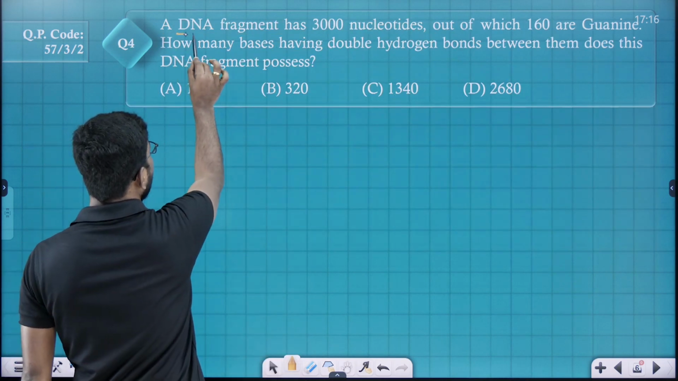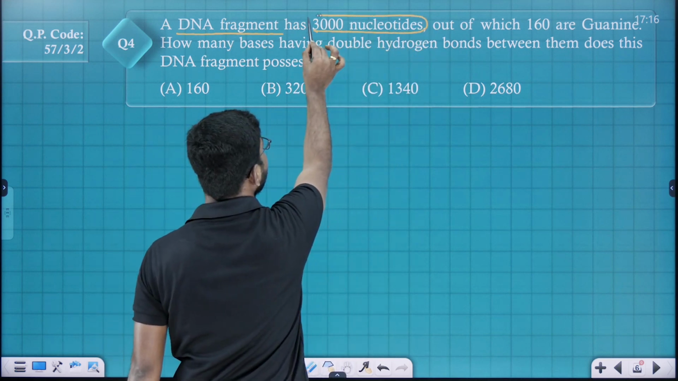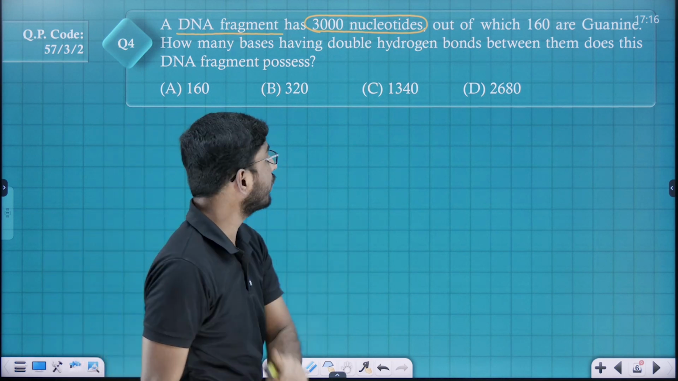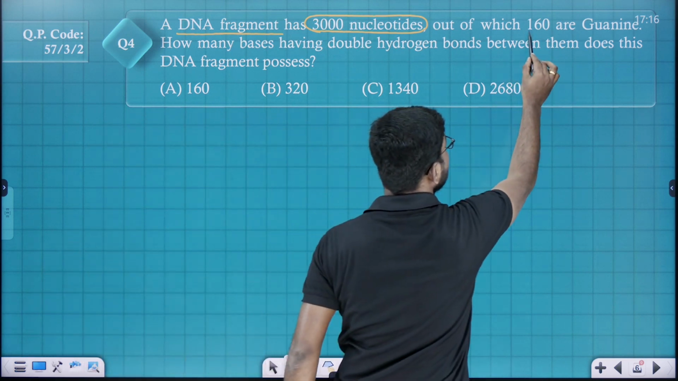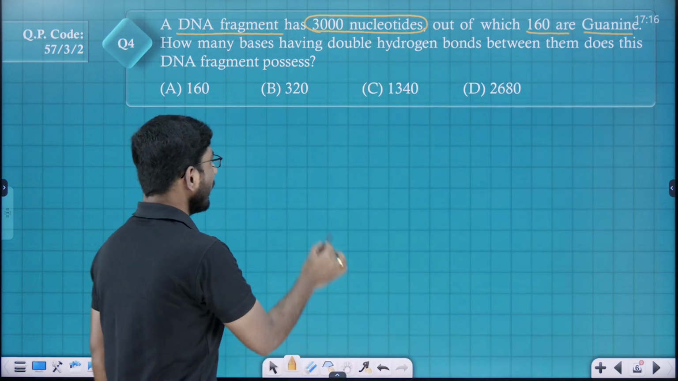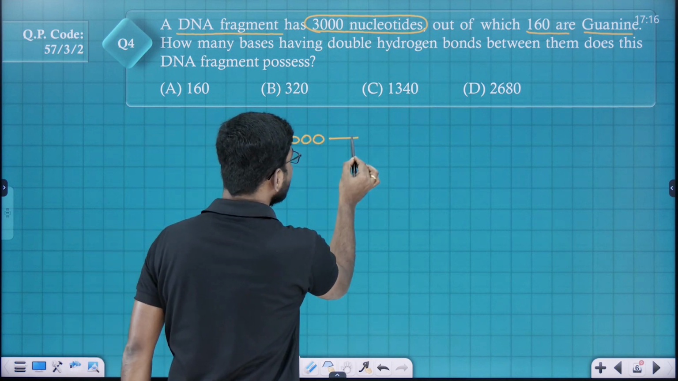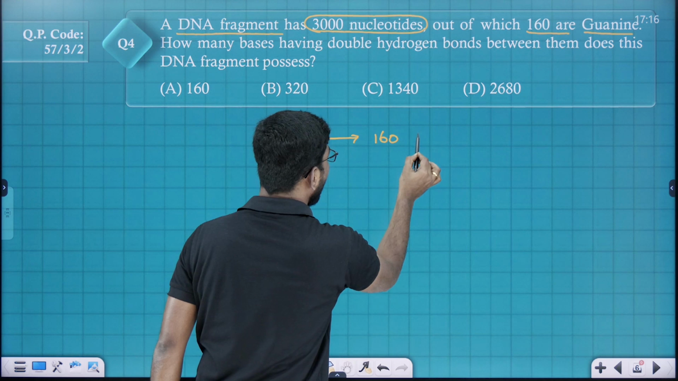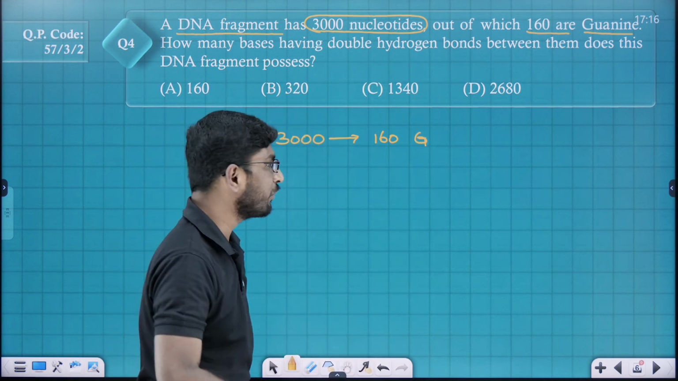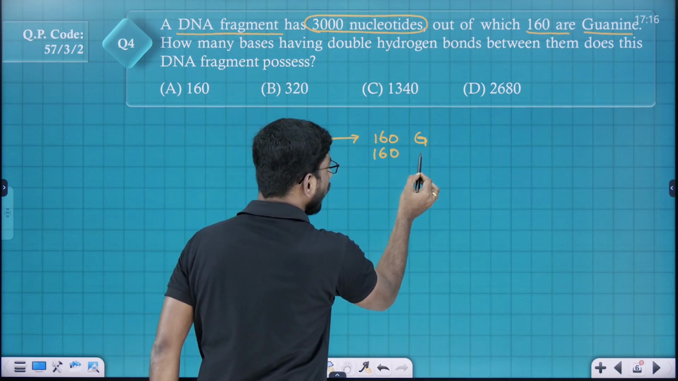Question number 4. A DNA fragment has 3000 nucleotides, same as the first question, out of which 160 are guanine. Here, same thing, 160 guanine. Total number of nucleotides is 3000, out of which 160 is G, the purine guanine. Number of G equals number of C. So 160 G is there, and 160 C is also present.